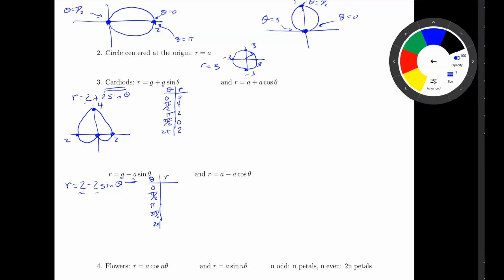So I plug in angle 0, I get 2. Plug in angle pi over 2, I get 0. Pi, I get 2. 3 pi over 2, I would get 4. And 2 pi, I get 2 again. All right, so again, at angle 0, I go a distance of 2. At pi over 2, I'm at 0. At pi, I get 2 again. At 3 pi over 2, I'm down here at 4. And back here. So this is the cardioid.